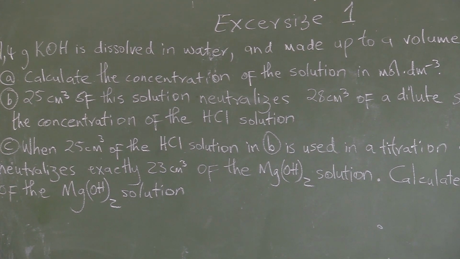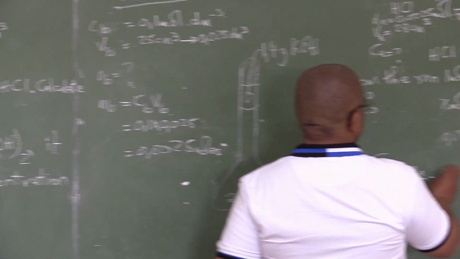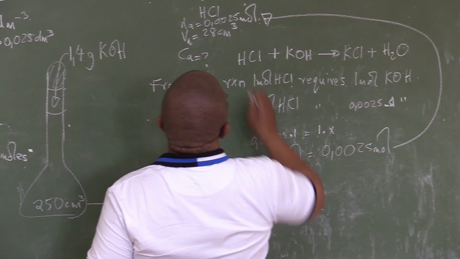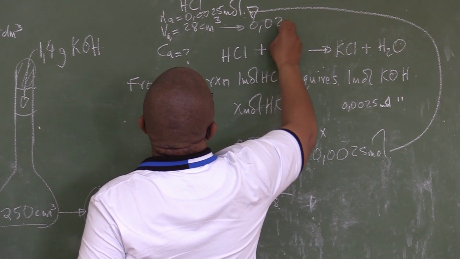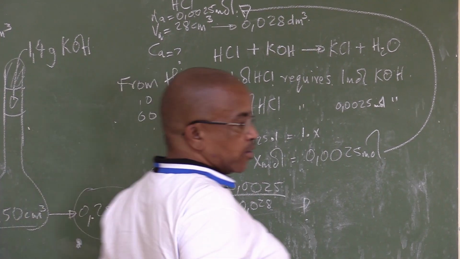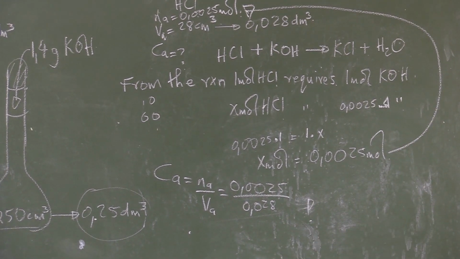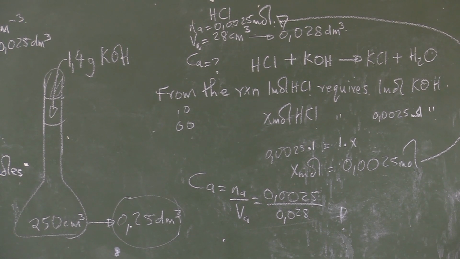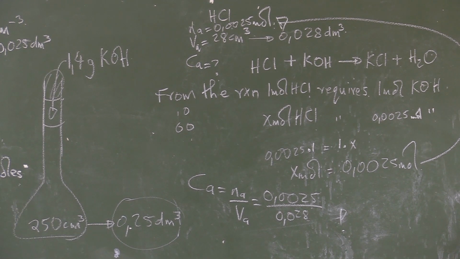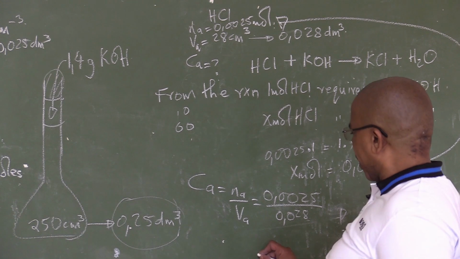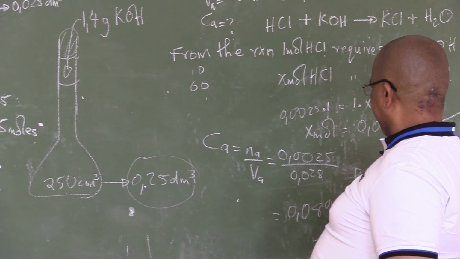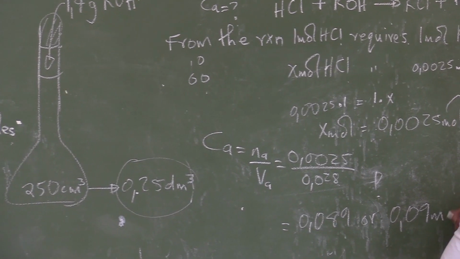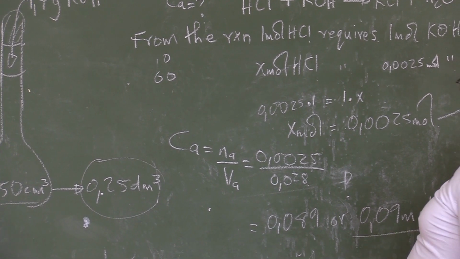Concentration of the acid is number of moles of the acid over volume of the acid, which is 0.0025 divided by volume of the acid, 0.028 decimeter cubed. So we have 0.0025 divided by 0.028, which gives 0.089. I think it is 0.089, or to the nearest figure, 0.09 mole per decimeter cubed. So we have that as our answer.